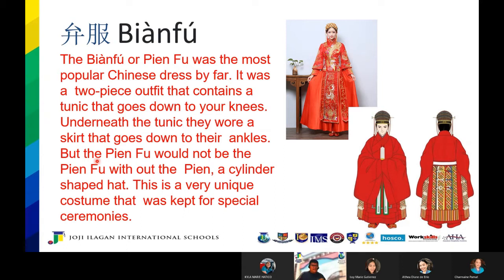And you have to complete the Pianfu with a hat. This one is for the man, this one is for the woman. This is a pian, a hat that, if you are royalty, sometimes has tassels and beads hanging in front.